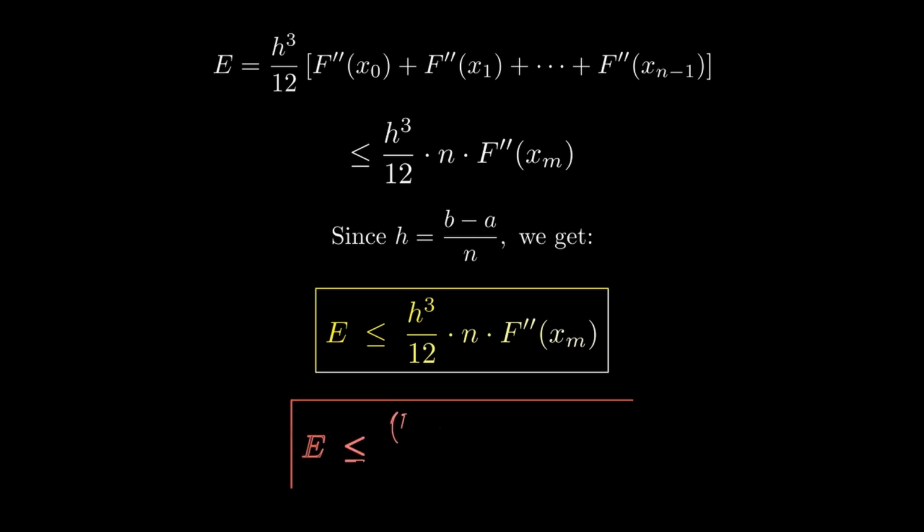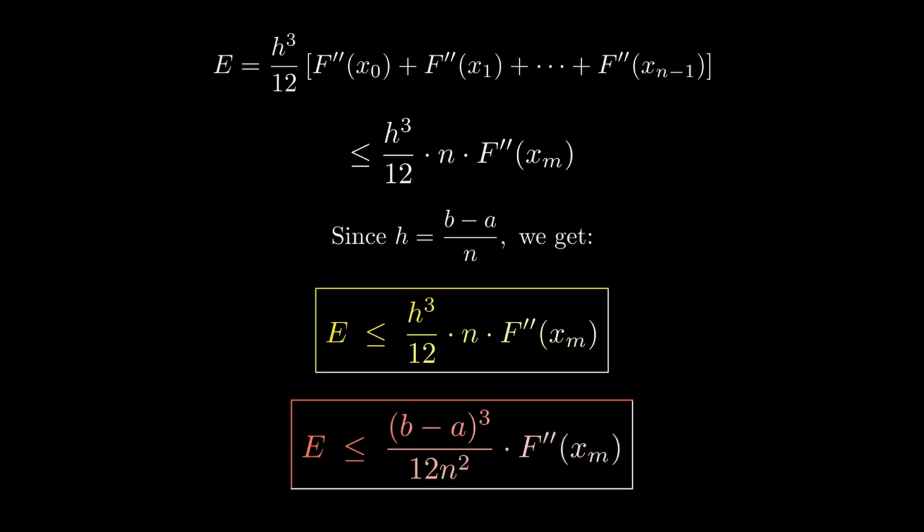Now as h equals (b minus a) upon n, we can simplify it to the following. This is the maximum possible error we can get. In the formula for error, we can see that error is proportional to the cube of h. Thus on decreasing the spacing between the points, that is, if we increase the number of points we take within the range we have to calculate the integration, the error shall decrease.